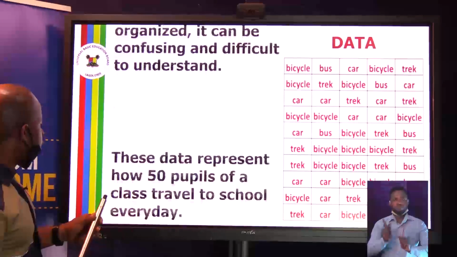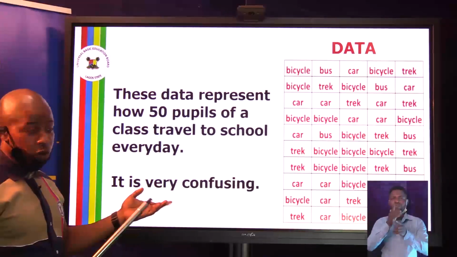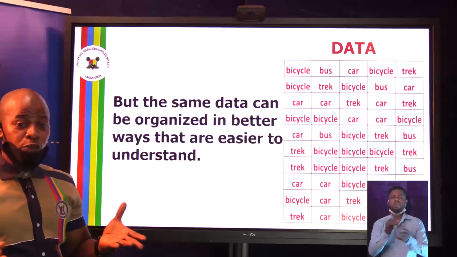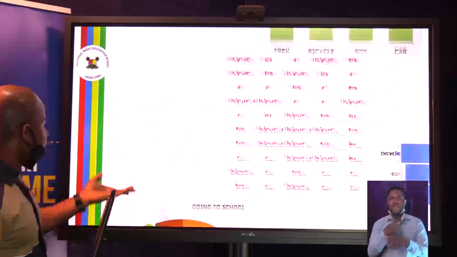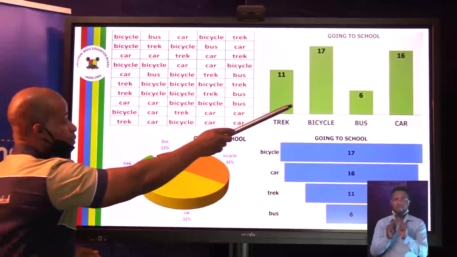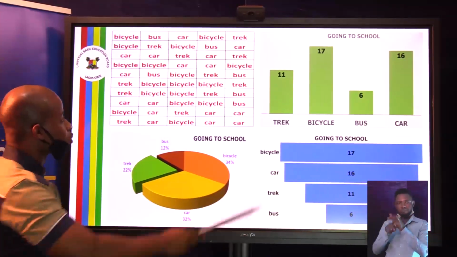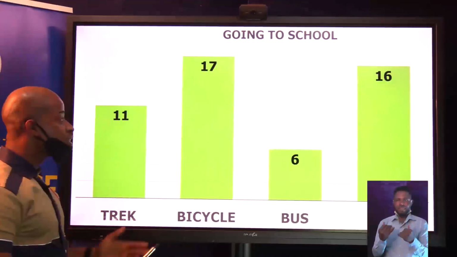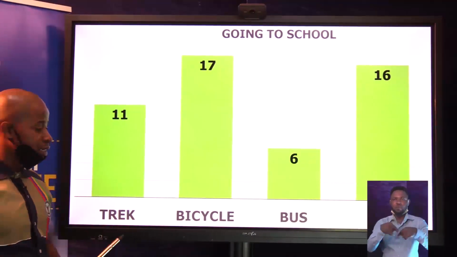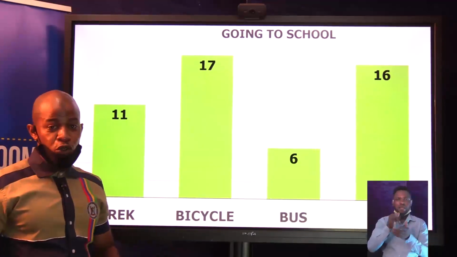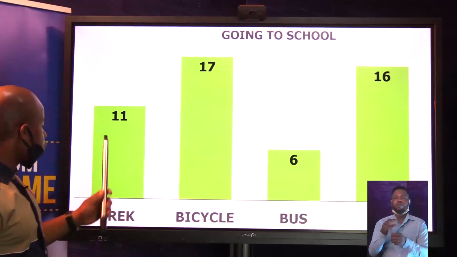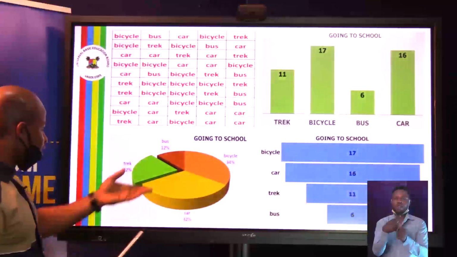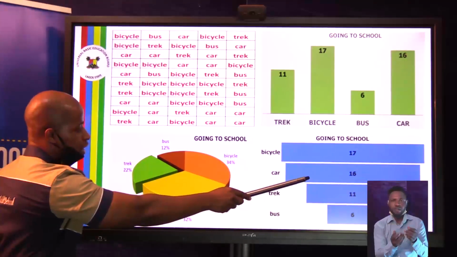Moving on, this data is very confusing, okay? But the same set of data can be represented in another way that is a lot better and that makes sense. Let's see. Now this set of data is the same as this one. Let's zoom in on this one. Going to school. Now, it is very easy to see that 17 people go to school on the bicycle. It's easy to see that the least used mode of transportation is by public bus. 11 students trek to school and 16 of them go with the car.